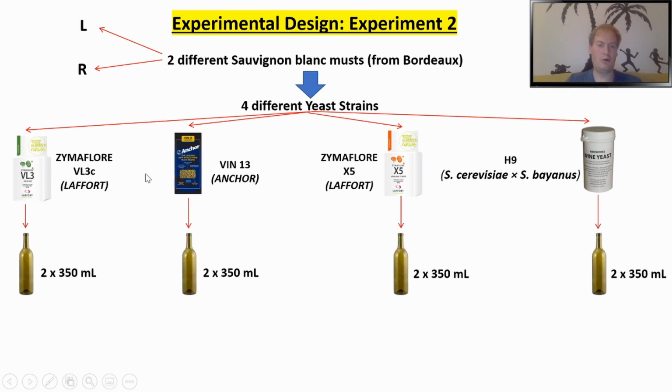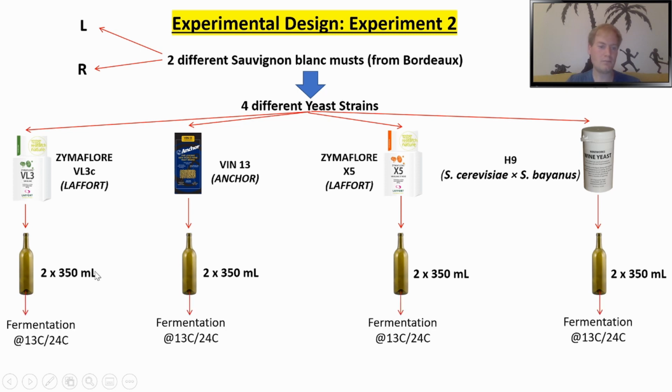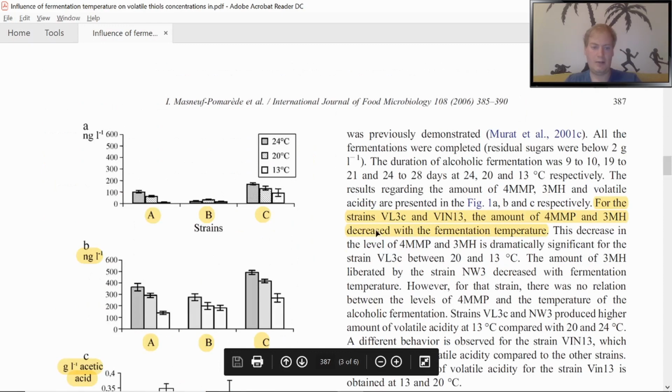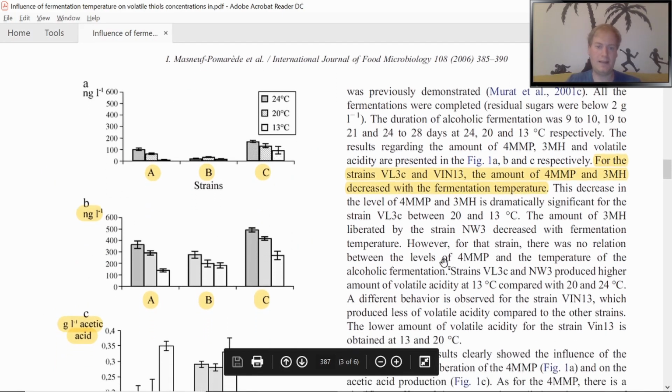And furthermore, every ferment for each individual yeast was conducted in duplicate at a 350 milliliter scale, fermented at 2 different temperatures, 13 degrees and 24 degrees. Well, let's jump back to our paper. Let's look at the results here.